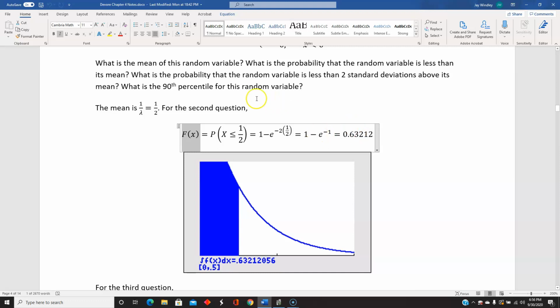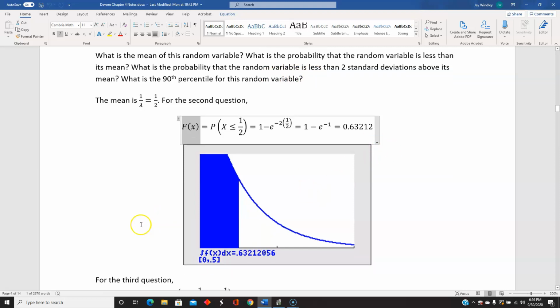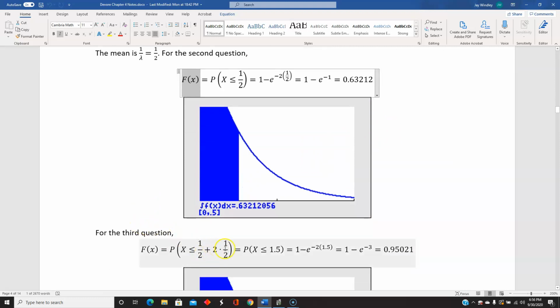For the third question, what's the probability that the random variable is less than 2 standard deviations above its mean? So first of all, 2 standard deviations is 2 times 1/2. Two standard deviations above the mean is the mean plus 2 standard deviations. So this expression is 2 standard deviations above the mean, and we want to know what is the probability that x is less than that. So that's really just what's the probability that x is less than 1.5.